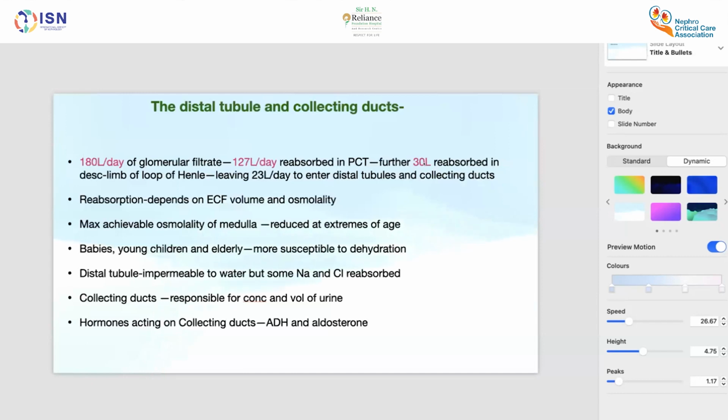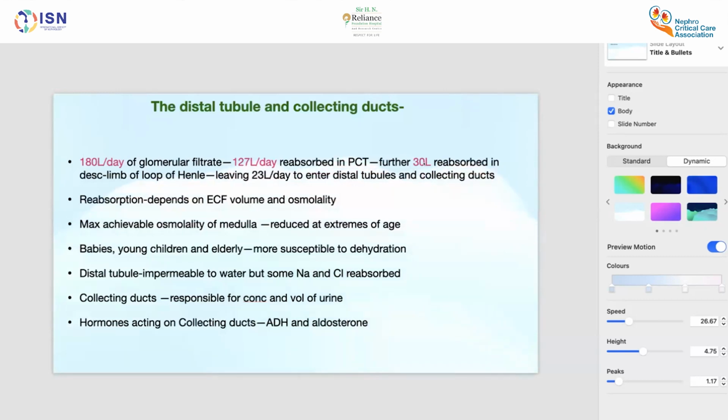The distal tubule and the collecting ducts. Of the 180 liters per day of glomerular filtrate, 127 liters per day is reabsorbed in the PCT. A further 30 liters is reabsorbed in the descending limb of the loop of Henle, which still leaves 23 liters per day to enter the distal tubules and collecting ducts.